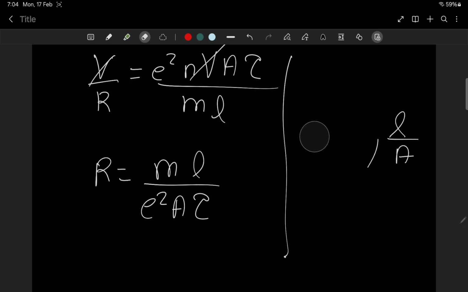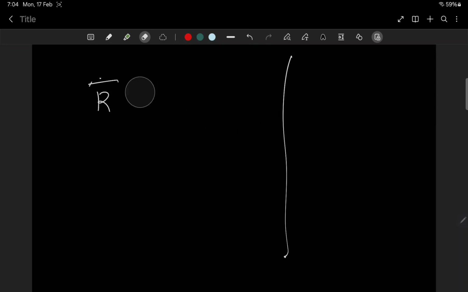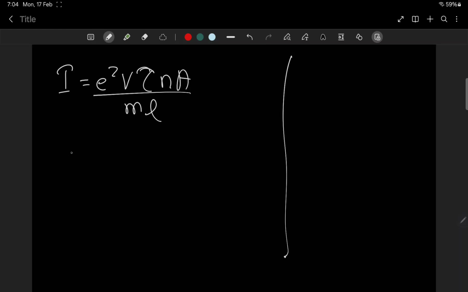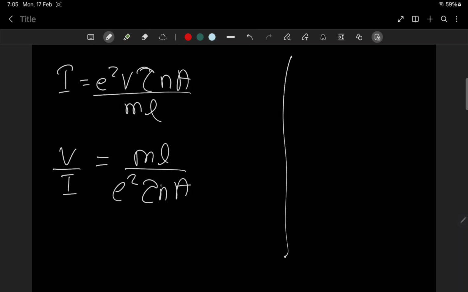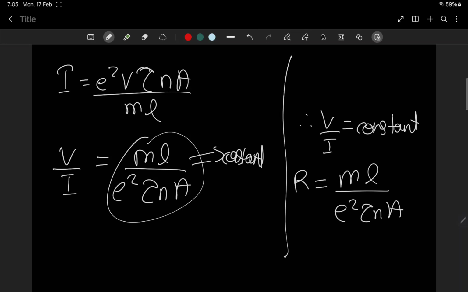Sorry, I did something wrong. We should derive Ohm's law, right? I derived resistance. You know I = e squared Vτ nA by mL. This we got, right? Take this V down and take the reciprocal. That is V by I = mL by e squared τnA. What is V by I? Yes, V by I is a constant. Hence, R = mL by e squared τnA. This is what we derived.